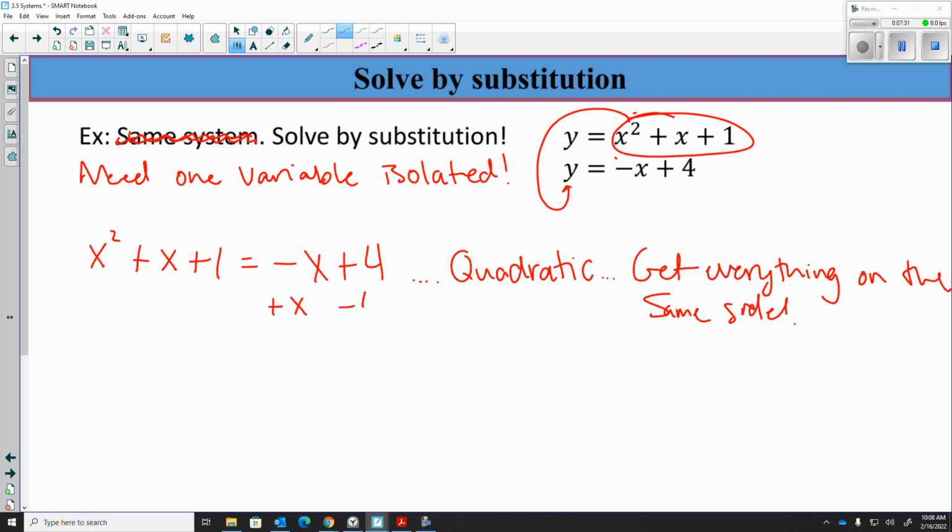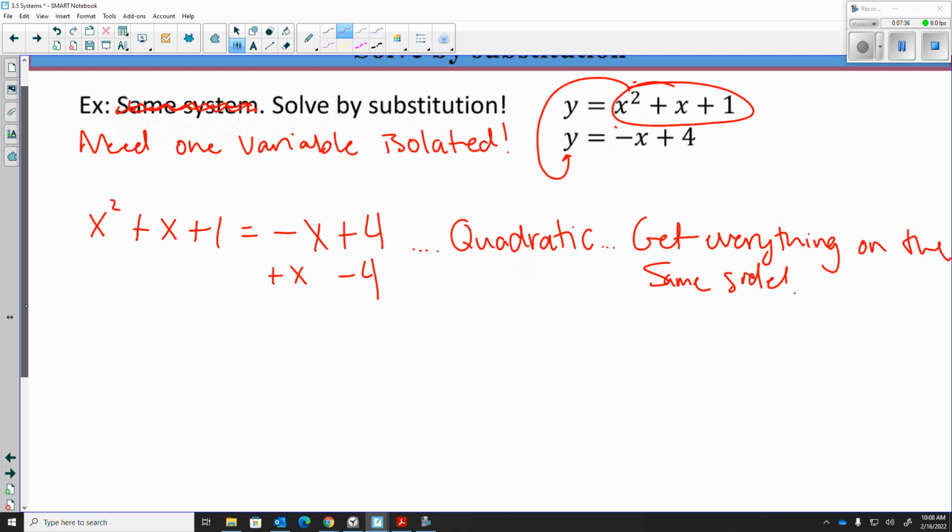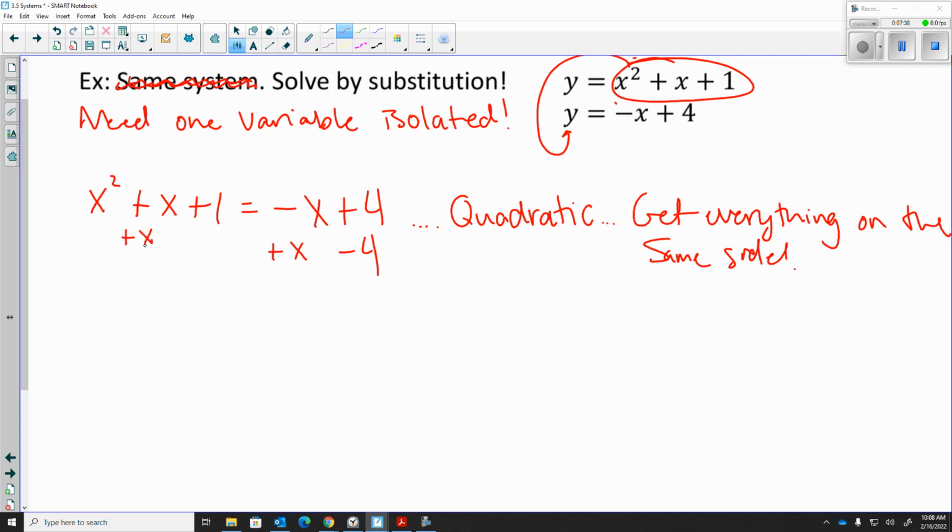I'm going to take this and move it over here. Is that okay? So I'm going to have to add x, I'm going to have to subtract 4. So it's x squared, and then what? 2x, and 1 minus 4 is negative 3. And now I have this equation.